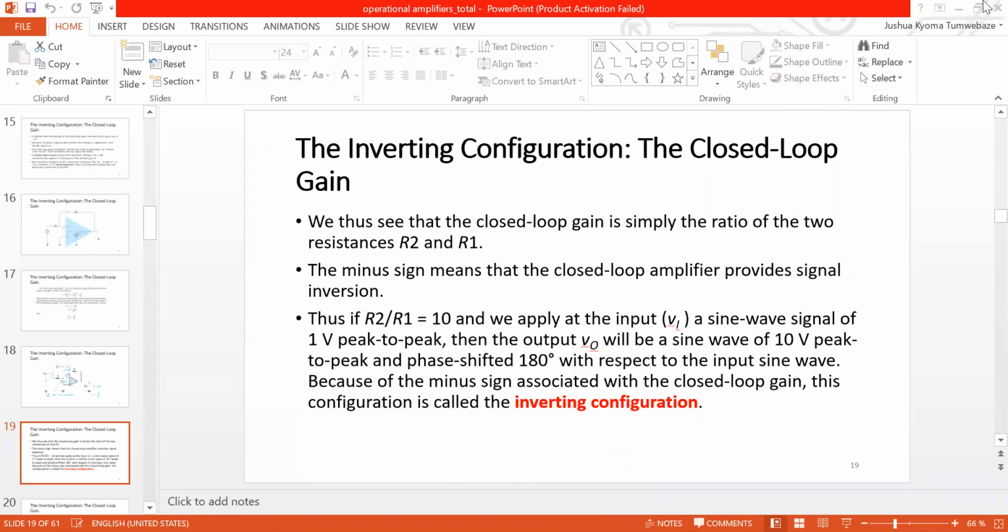Let's put it this way: if the input approaches the positive peak, the output will approach the negative peak. So let us continue.